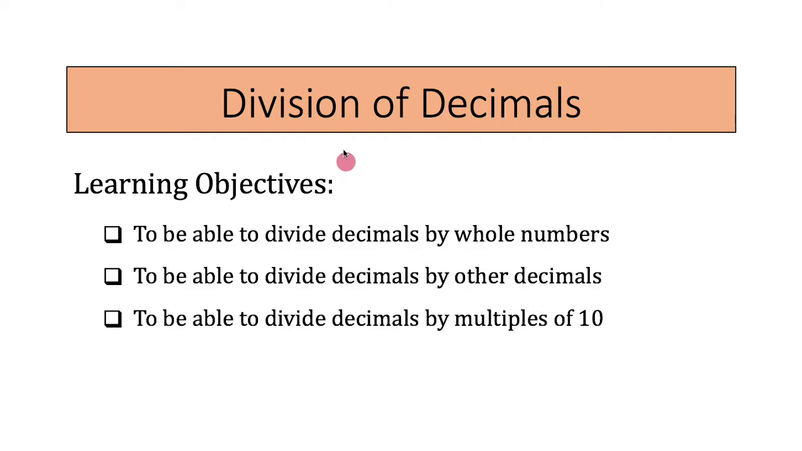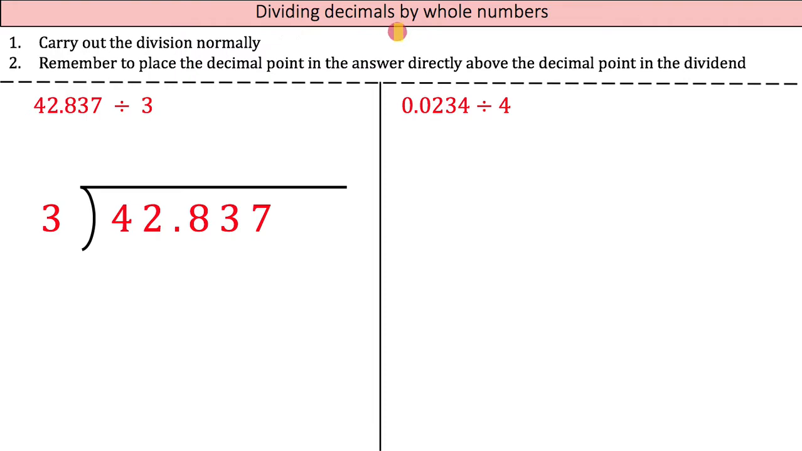This lesson is going to be about the division of decimals, and we're going to be covering three ideas. We will be able to divide decimals by whole numbers, divide decimals by other decimals, and divide decimals by multiples of 10. Let's begin by talking about our first objective here, to be able to divide decimals by whole numbers. So it is right here, dividing decimals by whole numbers.